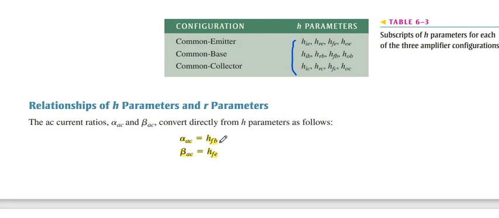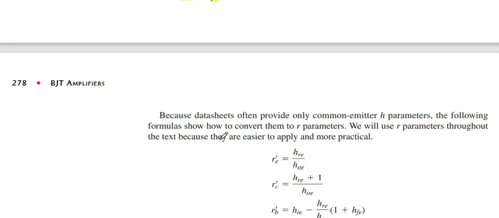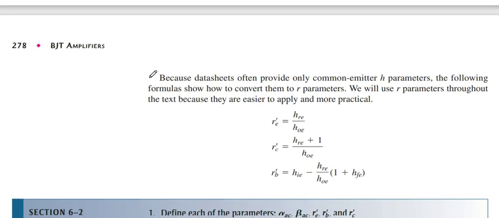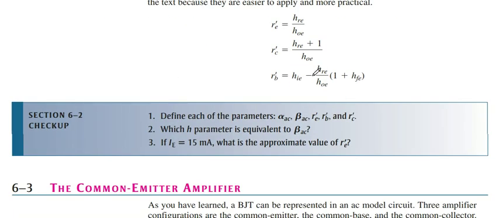The relation between the h parameter and the r parameter: Alpha AC is equal to hFB. Beta AC is equal to hFE. And so on. These are also conversions of r parameters into h parameters.